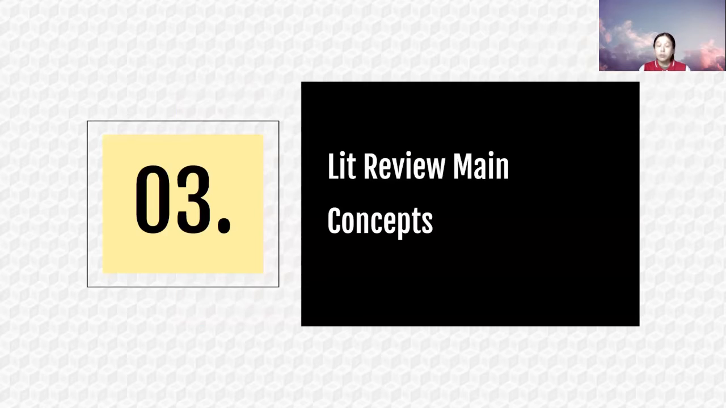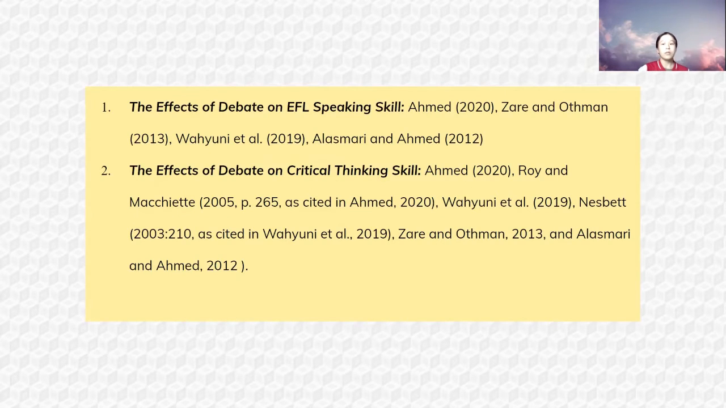Okay, now let's talk about the literature review, main concepts used in the research paper. I pointed out these two parts in my literature review. One is the effects of debate on EFL speaking skill, and the second is the effects of debate on critical thinking skill. As it's seen here, I used a thematic way for my literature review, as almost all the authors were talking about these two things, speaking skill and critical thinking skill enhancement with the help of debate in their works, which were closely related to my research questions. And thus I mentioned these two things primarily in my literature review.